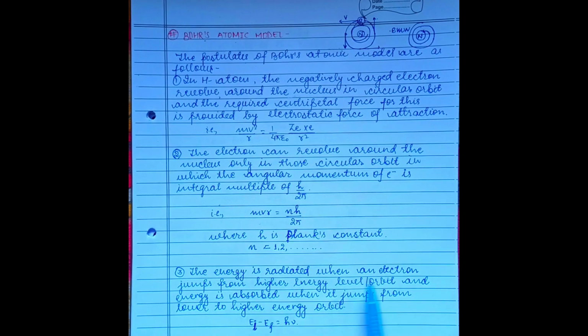Similarly, an electron jumping from a higher energy level to a lower one will radiate, and it will absorb when it jumps from a lower energy level to a higher energy level or higher energy orbits. So the formula becomes: energy in the initial orbit minus energy of the final orbit is equal to h into nu.